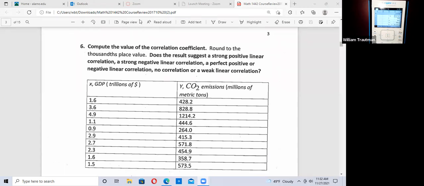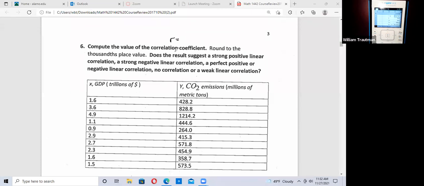Compute the correlation coefficient. In other words, the correlation coefficient is R and tells us how straight a line is. So I'm going to do the same thing: type this into L1 and this into L2, and type in what's needed. But before I do that, I want to go back.